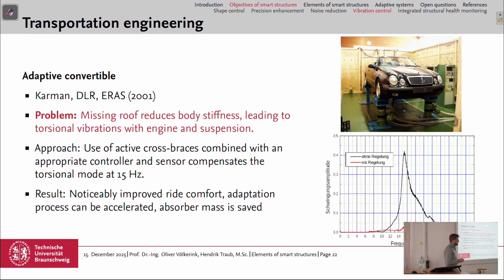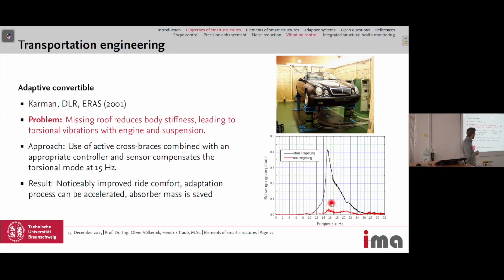I have a graph here. Maybe it's a bit small. This is the amplitude of the vibration, and here are the frequencies. In black you can see the vibrations without the control loop. So with the controller turned off, at 15 hertz you have a peak in the amplitude, and with the controller turned on, the peak is gone. So you can control the vibrations at the torsional mode at 15 hertz.